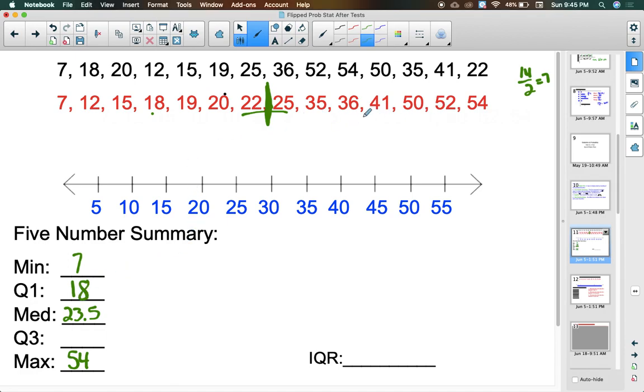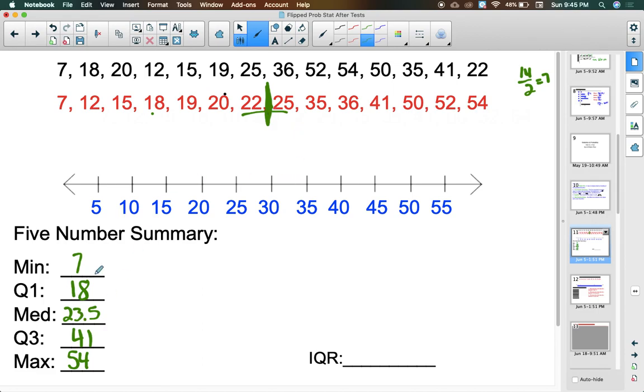Again, there's 7 numbers in the upper half of data, 1, 2, 3, 4. That's my middle number, 41. So that's my upper quartile, or quartile 3. So remember, if there are 2 middle numbers in a set, you draw a line between them, and that will break your set into those 2 smaller sets of data. Then you can find Q1 and Q3.